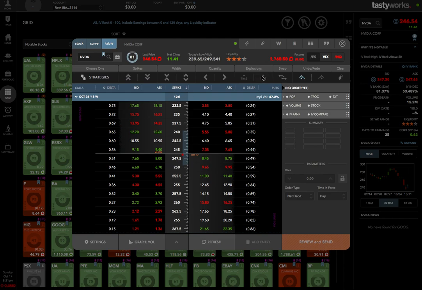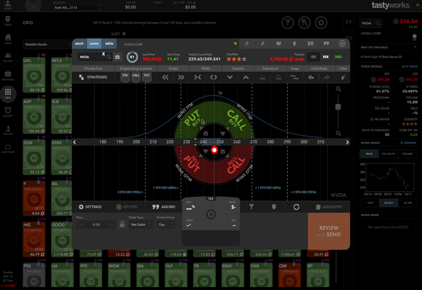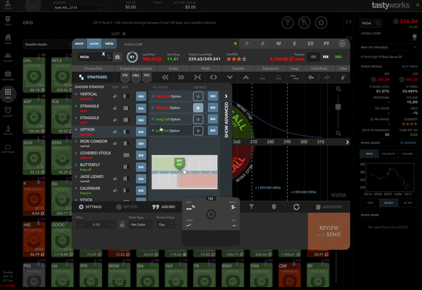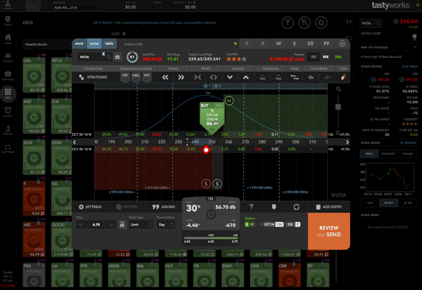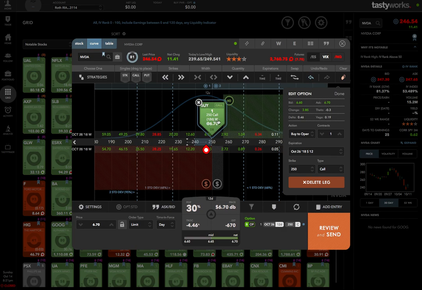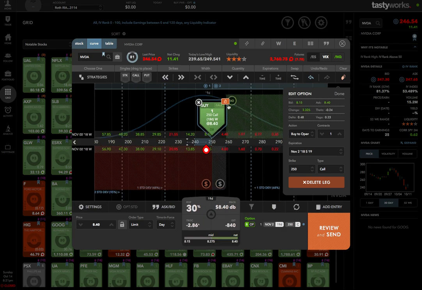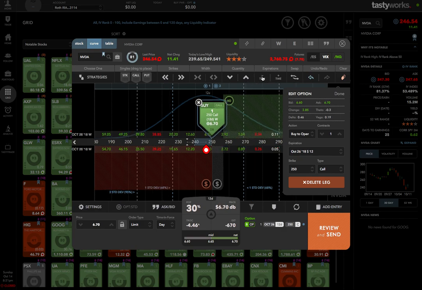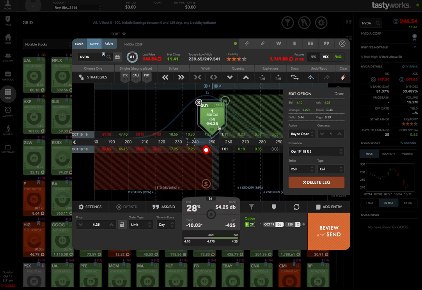Let me see. Okay, so let me go back to my curve. I like my curve better. I go to my options, go to long calls. So I have this one call, 250, 12 days. I want to increase that, so I go to increase time, and now it gives me 19 days. Well, now maybe I want lower, so I go down, and now I have 5 days.